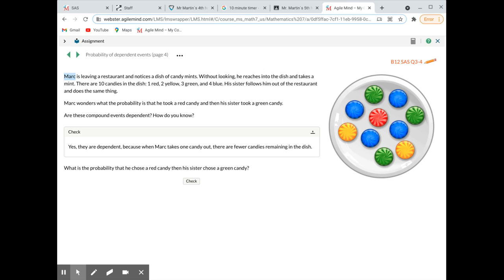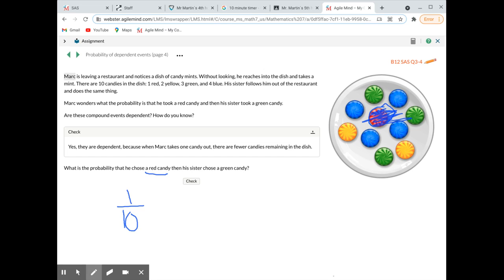All right, what's the probability that he's going to choose a red candy? What is the probability that Mark chooses a red candy? He wants this red candy right here. What is that probability? 1. Out of how many? 10. Correct, a 1 out of 10 chance. Now, he just ate this, so it's gone.